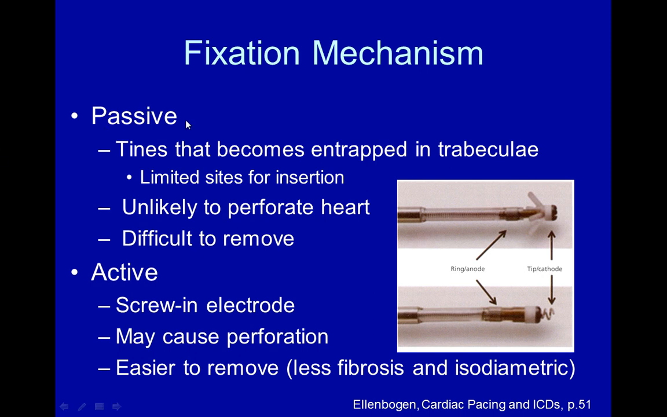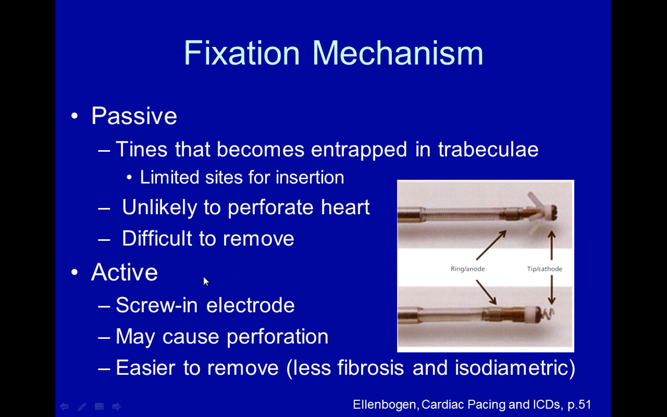One type is called passive fixation, and the passive fixation leads have tines that become entrapped in the trabeculae, and therefore there are limited sites for insertion, so that you couldn't really put this kind of lead out in the RVOT where there really aren't any trabeculae. The good thing about the passive lead is that it's unlikely to perforate. It probably doesn't get secured as fast as an active fixation lead, but once it is secured, it's pretty difficult to remove.